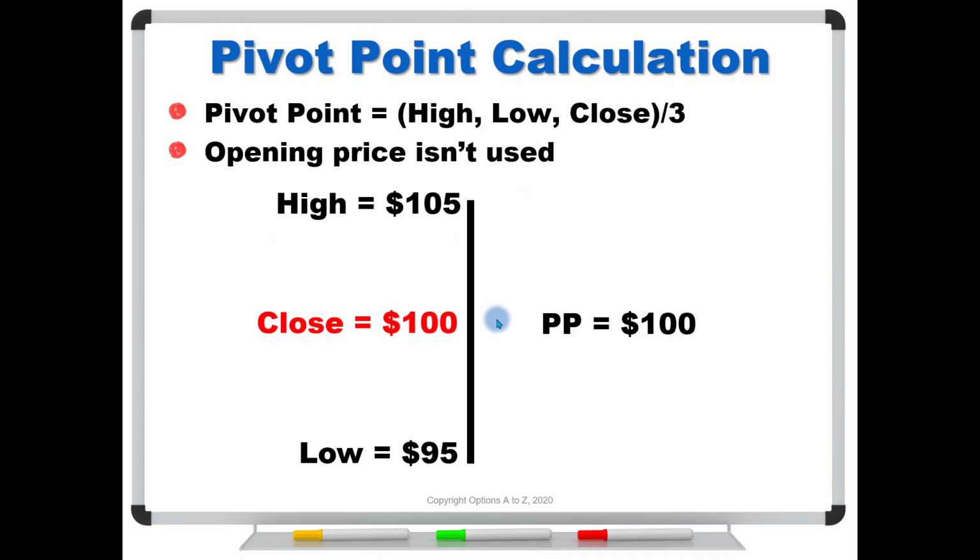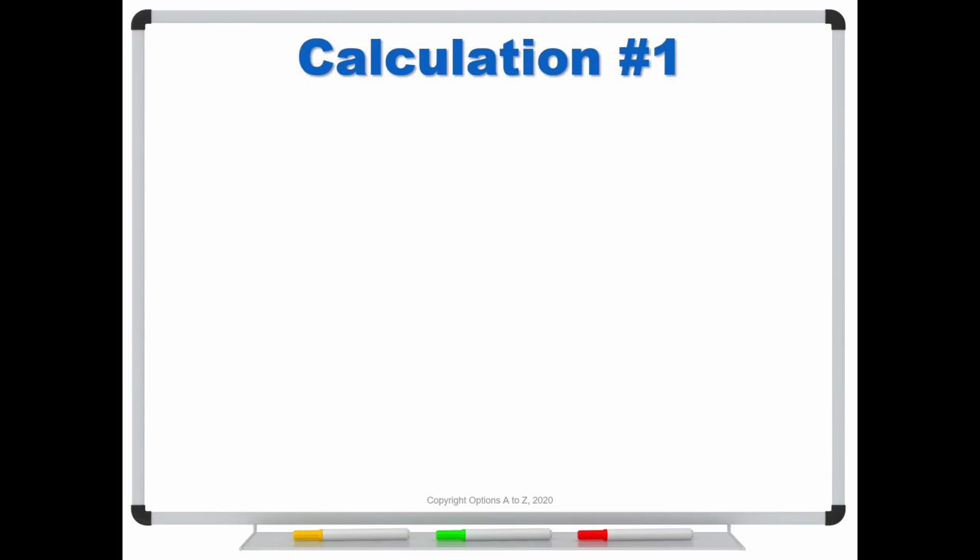So for these examples, I'm going to assume the high is 105, the low is 95, the close is 100, and therefore the pivot point is 100. So let's take a look at our first round of calculations, our support and resistance levels 1. R1, or resistance 1, is found by taking 2 times the pivot point minus the low.